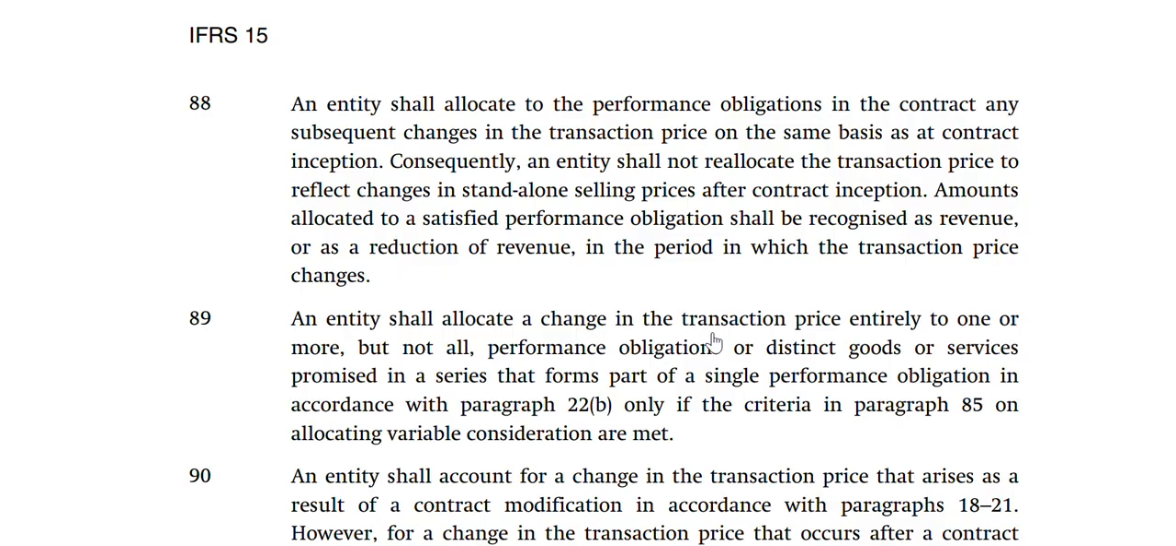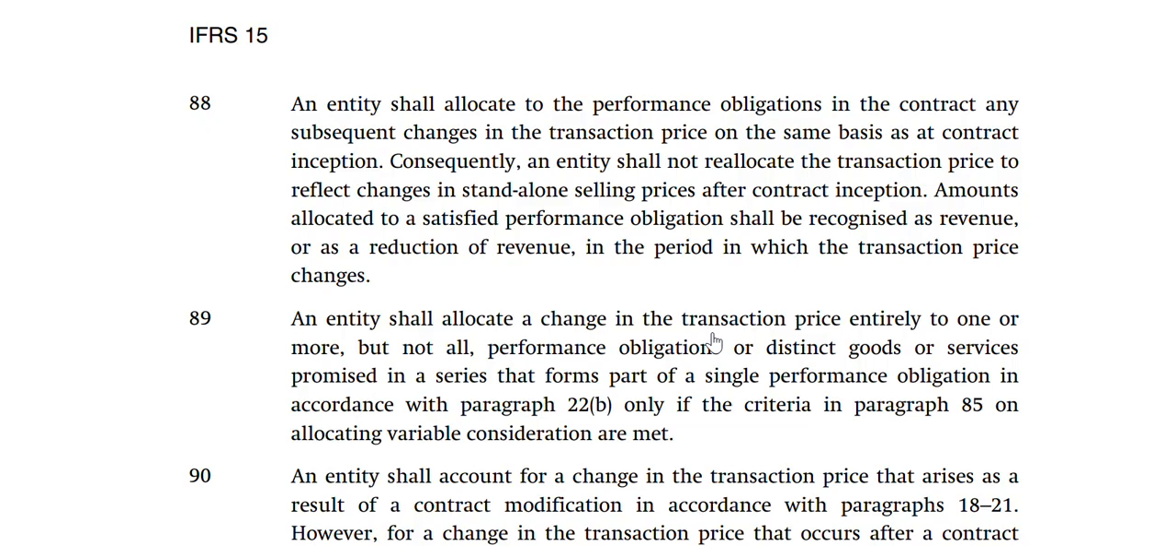Now we're going to look at 88. An entity shall allocate to the performance obligation in the contract any subsequent changes in the transaction price on the same basis as at the contract's inception. Consequently, an entity shall not allocate the transaction price to reflect changes in the standalone selling price after contract's inception. Amounts allocated to satisfy performance obligation shall be recognized as revenue or as a reduction of revenue in the period in which transaction price changes.